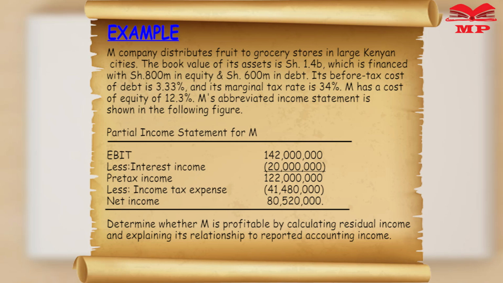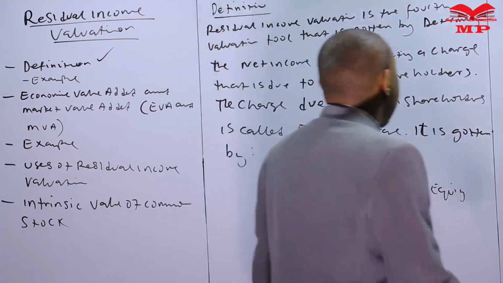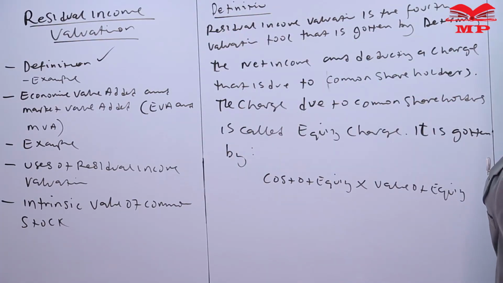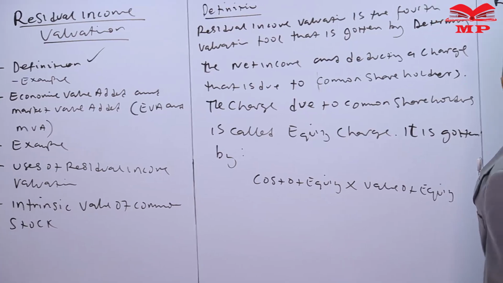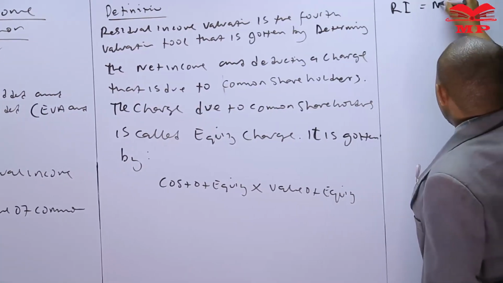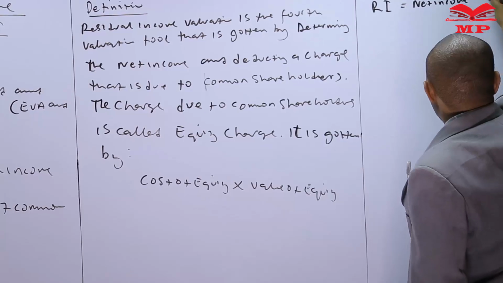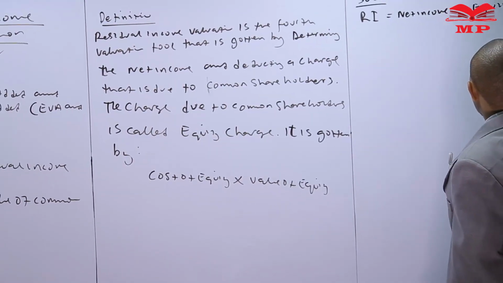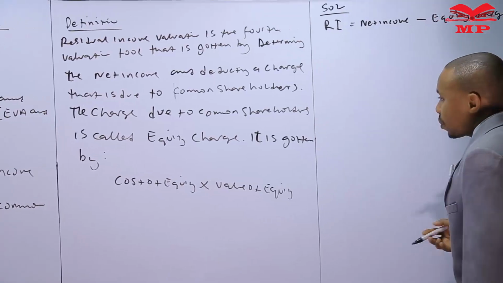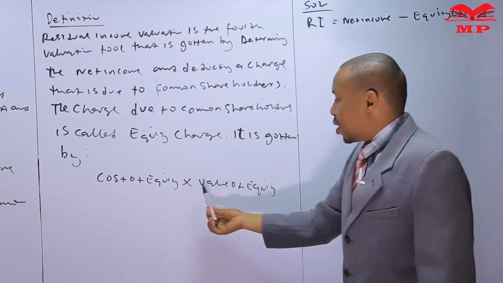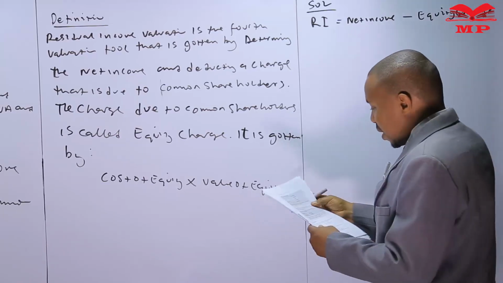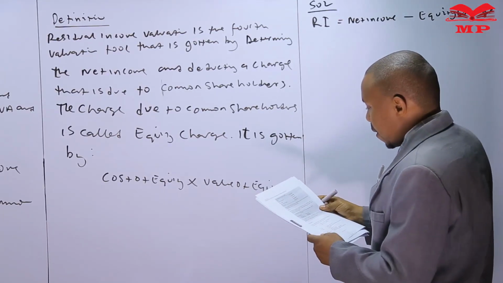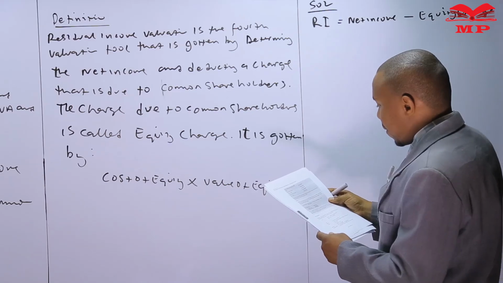Determine whether EMS is profitable by calculating the residual income and explaining its relationship to reported accounting income. So we need to determine the formula for residual income. The solution: residual income, RI, is net income less equity charge. The equity charge is cost of equity times the value of equity. Let's see if we've been given the net income. Yes, from that table, the net income is 80,520,000.